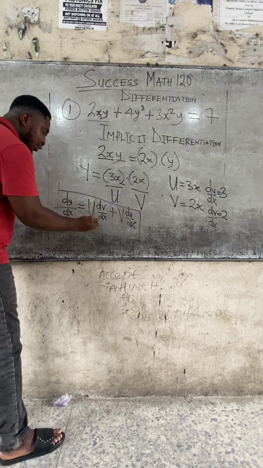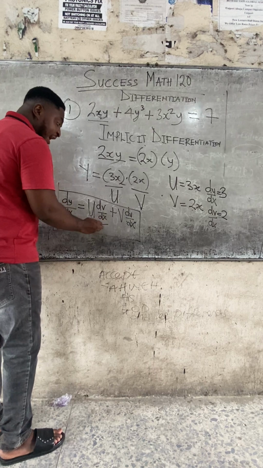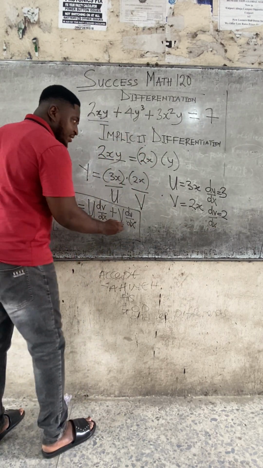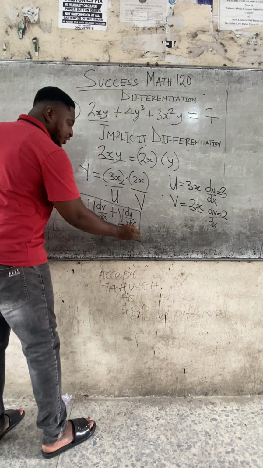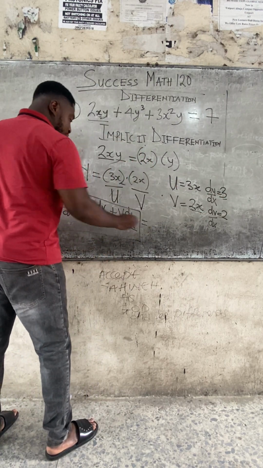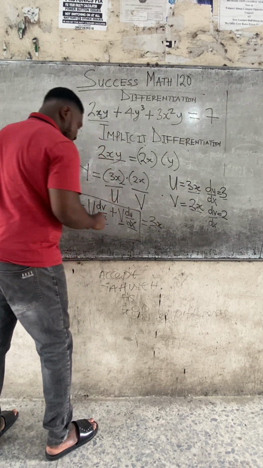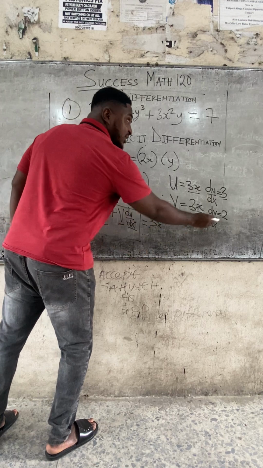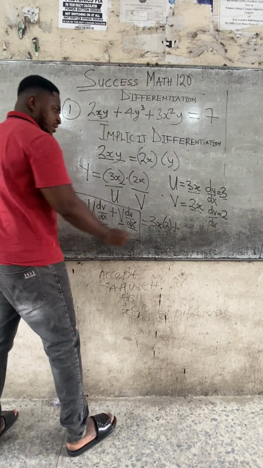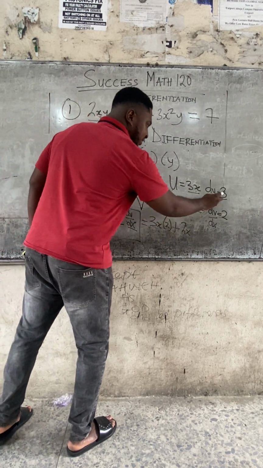Class, do we have u? We have u. Do we have dv/dx? Who is dv/dx? 2. Do we have v? Yes, v is 2x. And do we have du/dx? du/dx is 3. Let's apply now. So, who is u? u is 3x, so that's 3x times dv/dx. Who is dv/dx? 2. That's times 2. Plus v. Who is v? 2x. du/dx. Who is du/dx? 3.